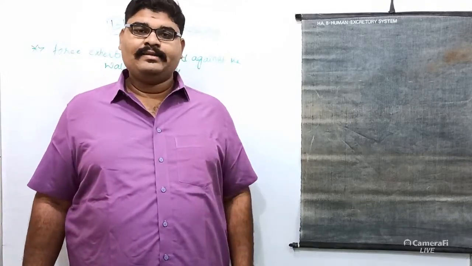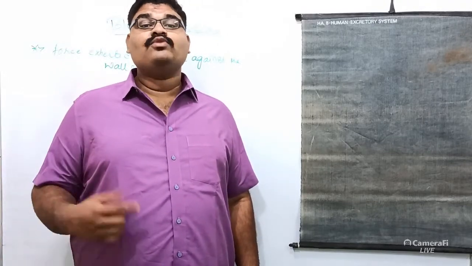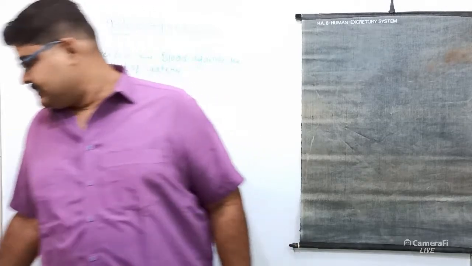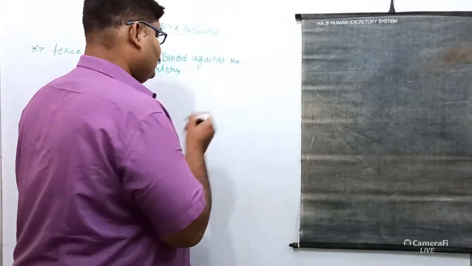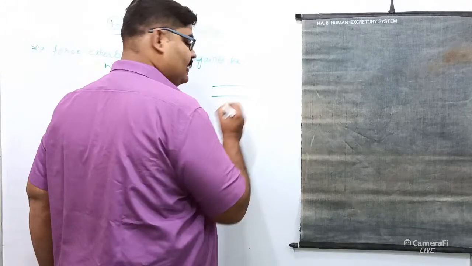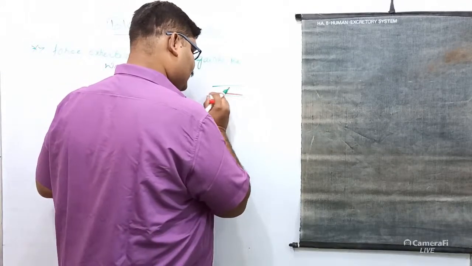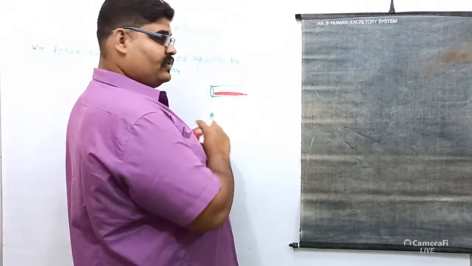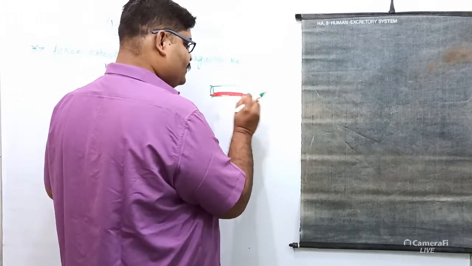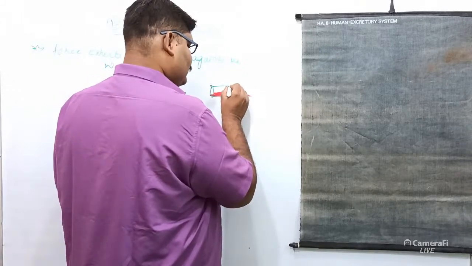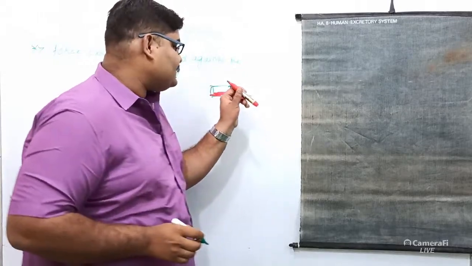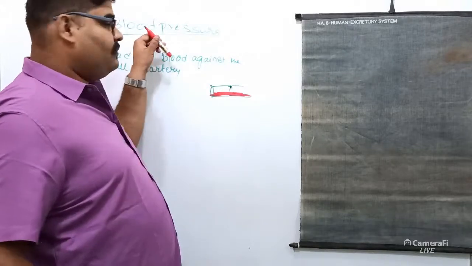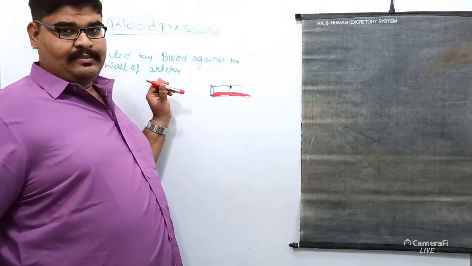Blood pressure is the force exerted by blood against the wall of the blood vessels. Suppose this is the blood vessel, that is the artery, and the blood is flowing through it. The blood applies some pressure against the wall of the blood vessel, and this pressure is nothing but the blood pressure.